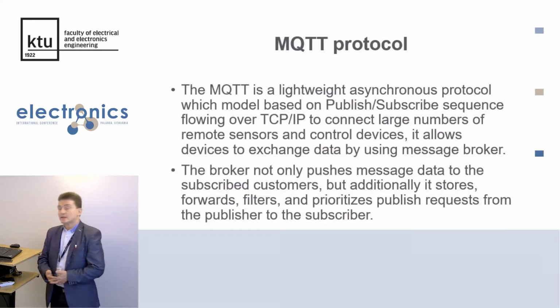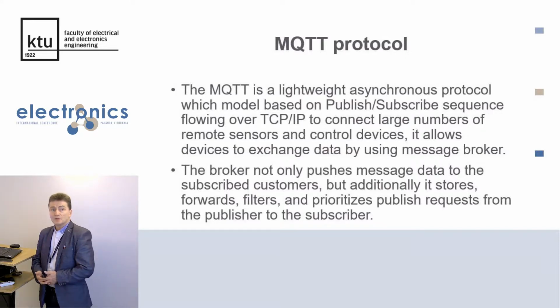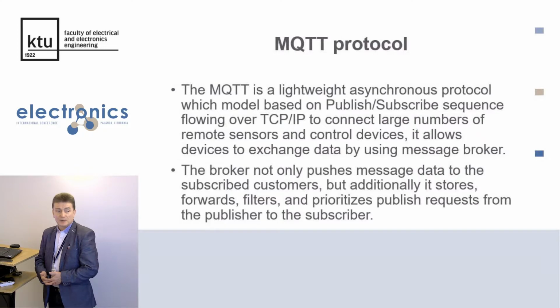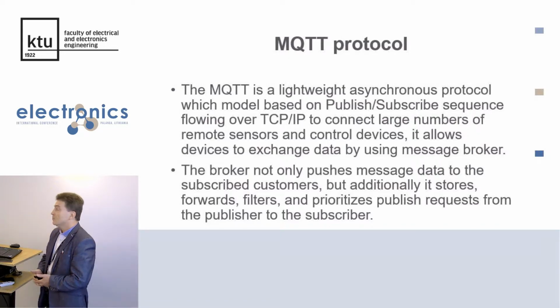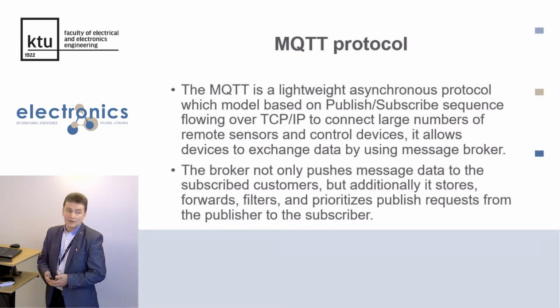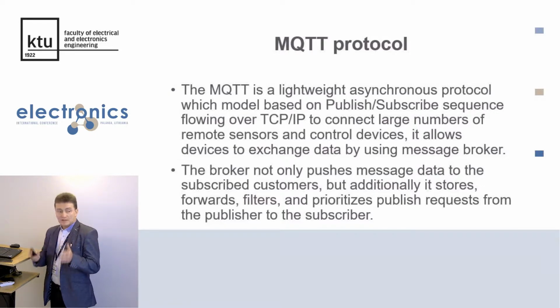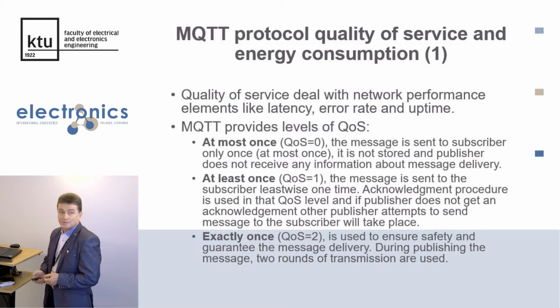MQTT is a lightweight asynchronous protocol whose model is based on the publish-subscribe sequence. It allows devices to exchange data by using a message broker. The broker not only pushes message data to the subscribed clients, but additionally stores, forwards, filters, and prioritizes a publish request from the publisher to the subscriber.